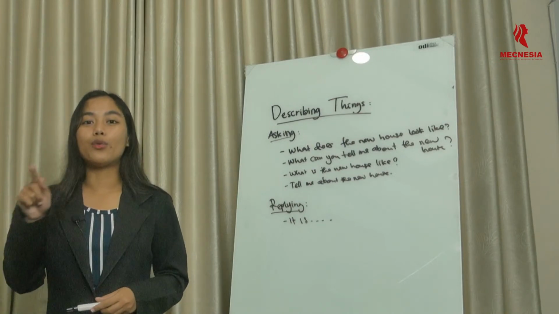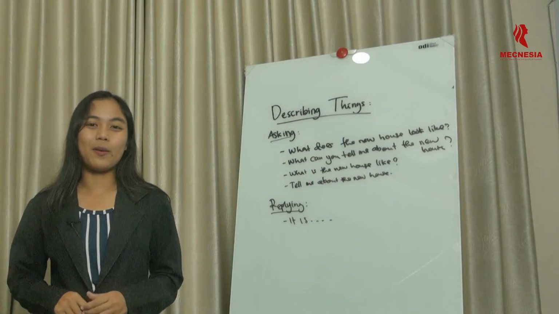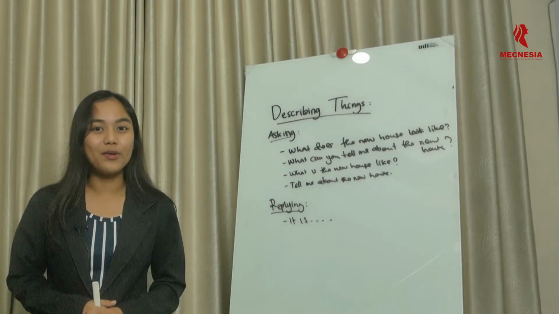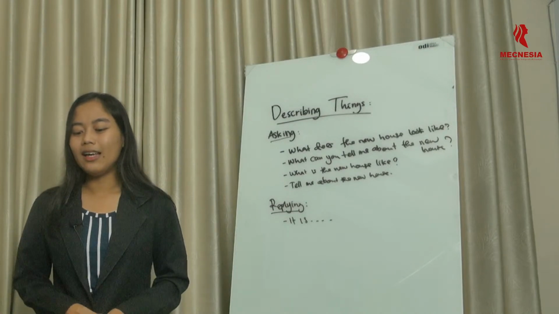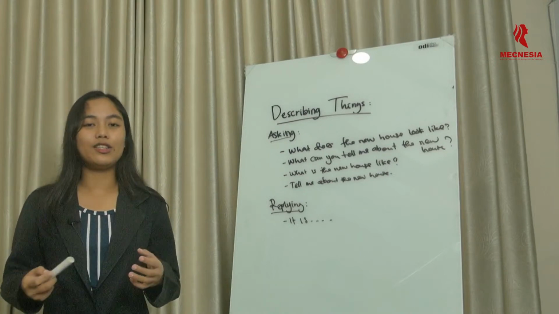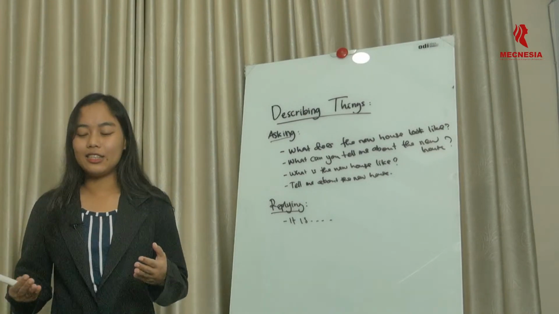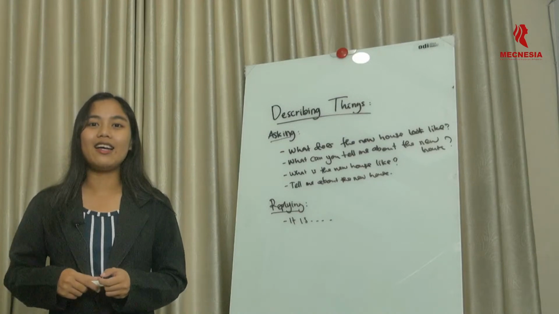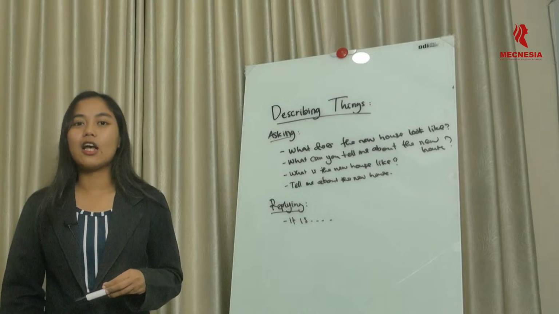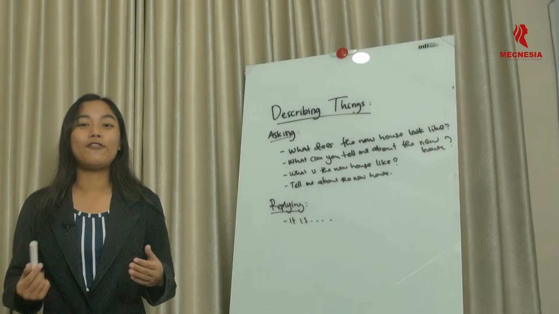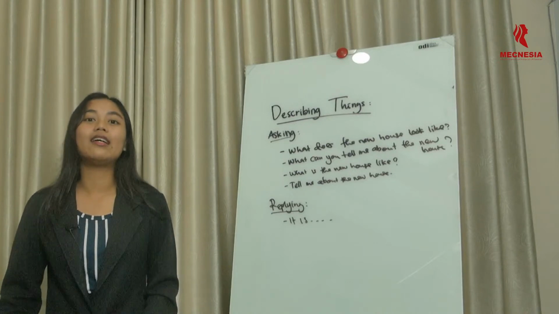Next, we have round. Let's say it with me. Round. Round digunakan untuk mendeskripsikan benda yang bulat. Next, we have cylinder. Cylinder digunakan untuk mendeskripsikan benda yang bentuknya silinder atau seperti toples. And next, kalau bendanya datar, you can say flat. This table is flat.